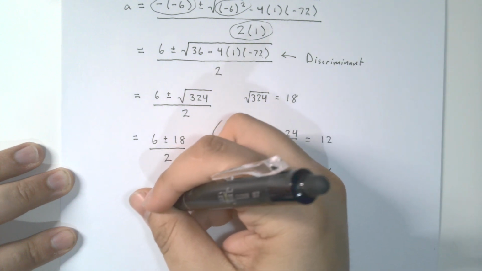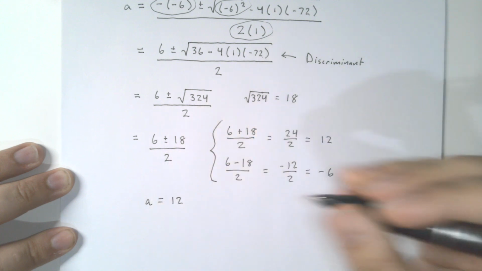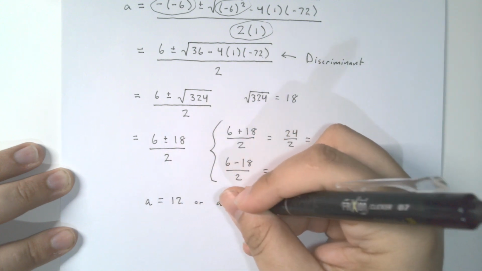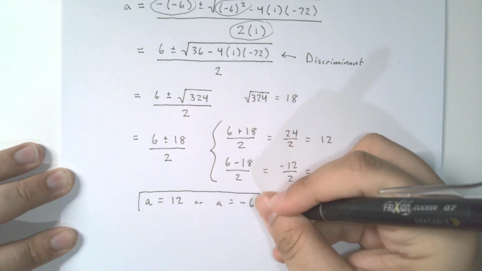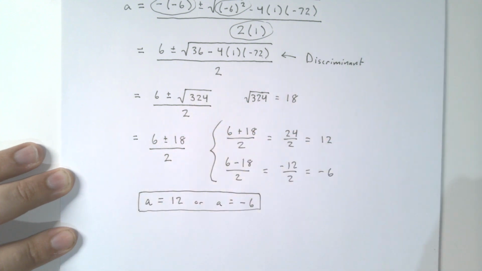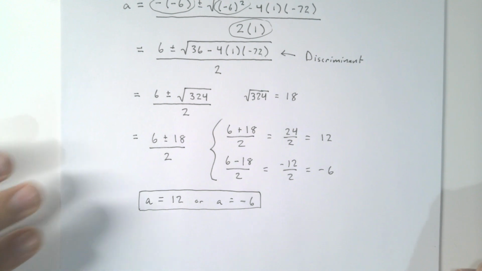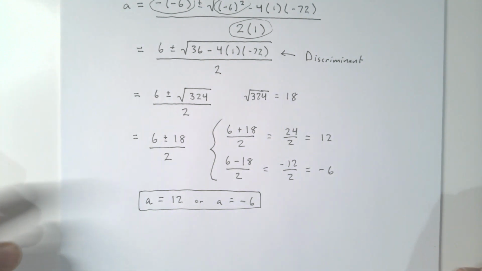We have a is equal to 12, or a is equal to negative 6. And so that's number 37.